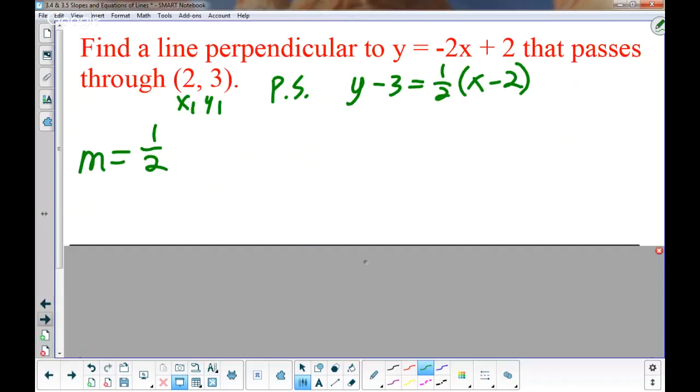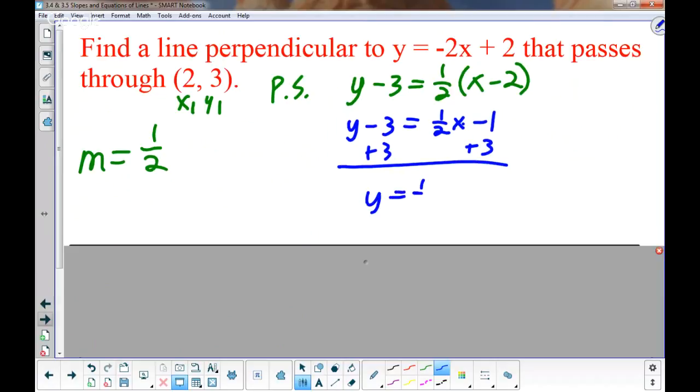And now I'm just going to convert that to slope intercept. So y minus 3 equals 1/2 x minus 1, add 3, and then my final answer is y equals 1/2 x plus 2. And there's my equation. That line is perpendicular to the line above it. The slopes are opposite reciprocals, and it doesn't matter that the intercepts are the same. That just makes it easy if we had to graph them. They both end up on the y-intercept of 2.